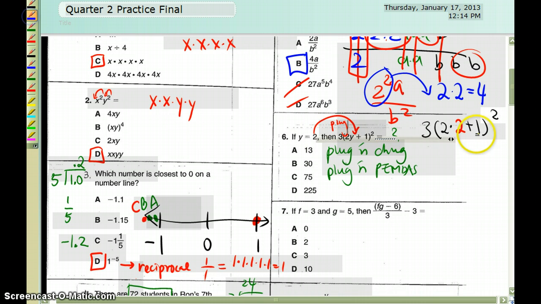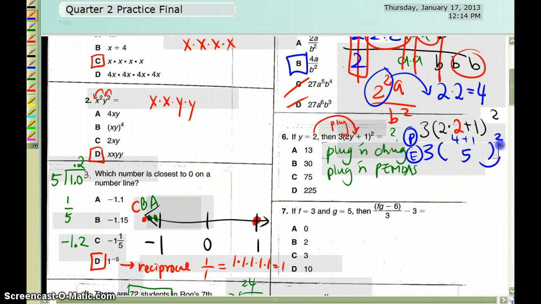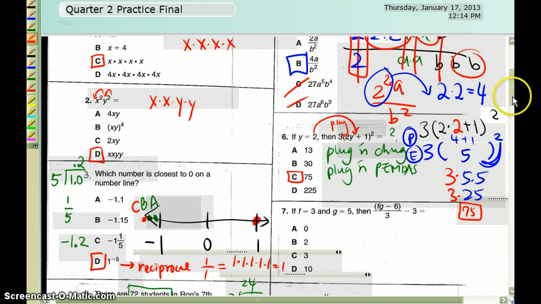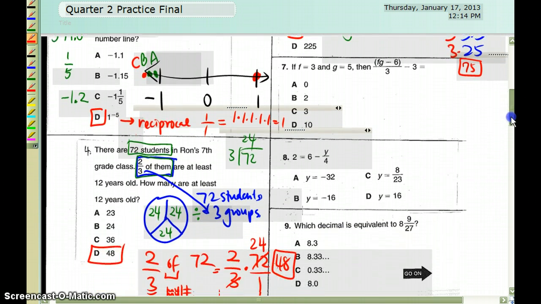Now I'm going to chug and use PEMDAS. I'm going to use the parentheses first. 2 times 2 plus 1 is 4 plus 1, which makes 5. Then I have the second power, and then a 3 out here. So that I did parentheses. Then I'm going to do exponents. Exponents is right here. 5 to the second power means 5 times 5, okay, which is 25. Then I'm going to multiply that with the 3. 3 times 25 gives me 75. C. Make sure you follow PEMDAS. That's the most important part.